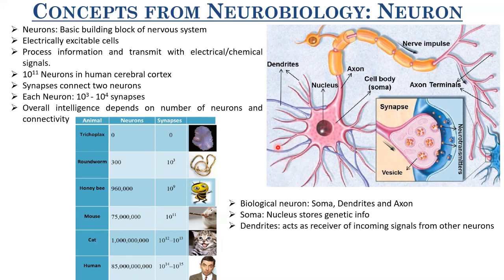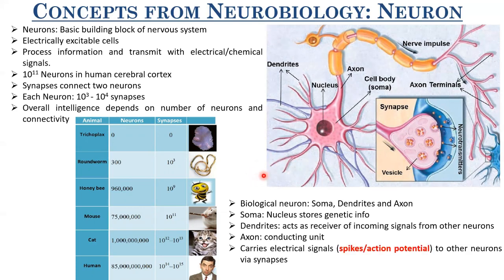Now, what exactly is the axon? The axon is a conducting unit, and it carries the electrical signals, like a spike or chemical spike or action potential. You call spikes action potentials as well. So it carries the action potential to other neurons via synapses.